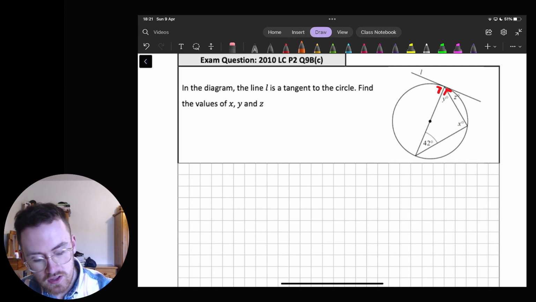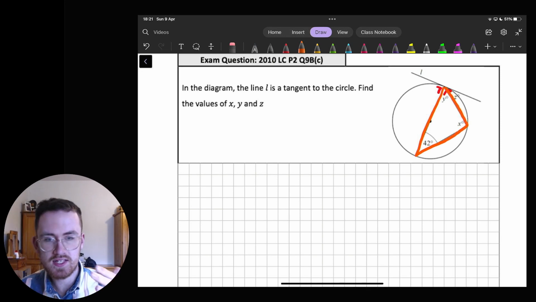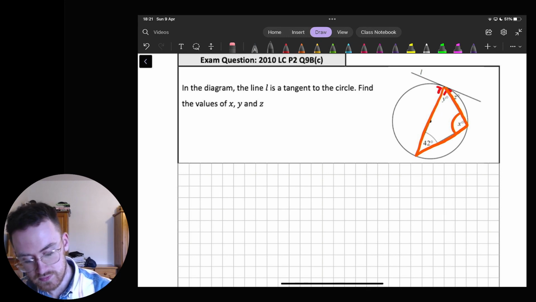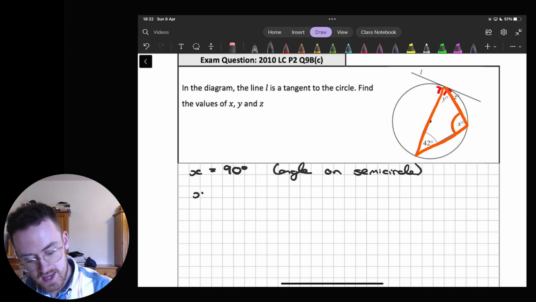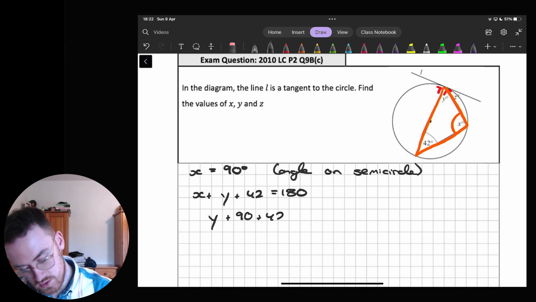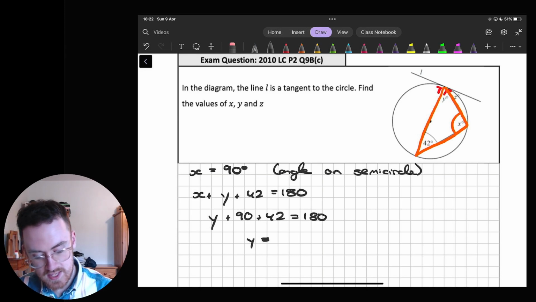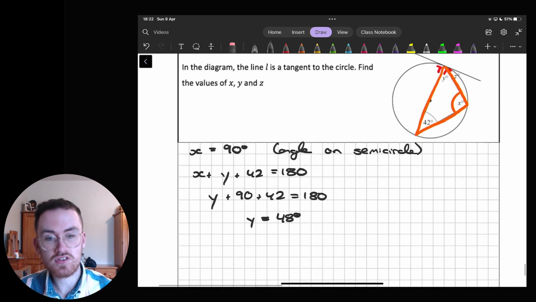The other thing we can note here is that this triangle is going through the center. So my triangle is sitting on the diameter, which means that my angle up here at the top, angle x, is going to be 90 degrees, again by the same rule, angle on a semicircle. We call it angle on a semicircle because the base is sitting on the diameter. So x is 90 degrees. Then we have x plus y plus 42 equal to 180 because they're angles in a triangle. So y plus 90 plus 42 equals 180, which means that, taking those away from 180, y is 48 degrees.